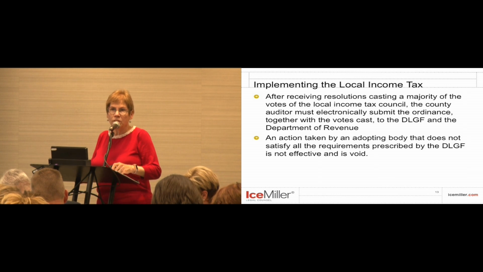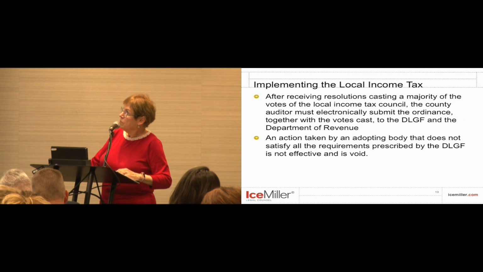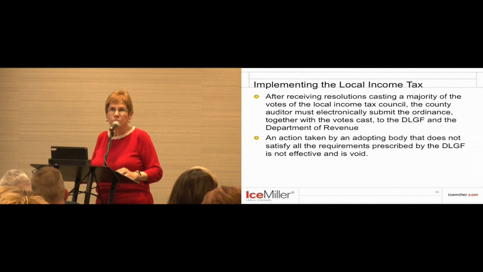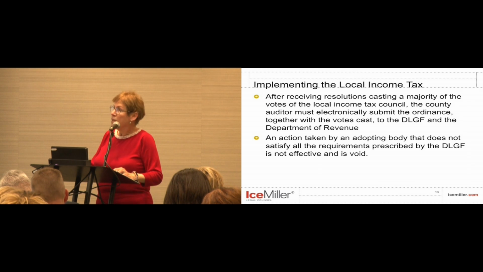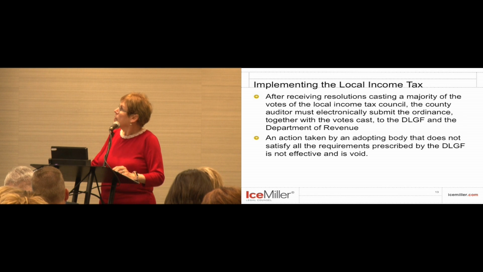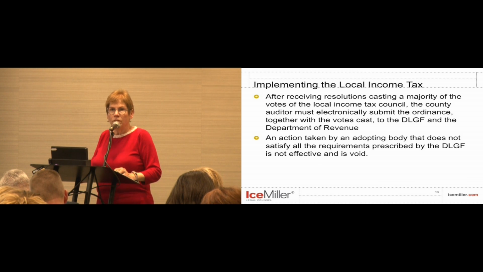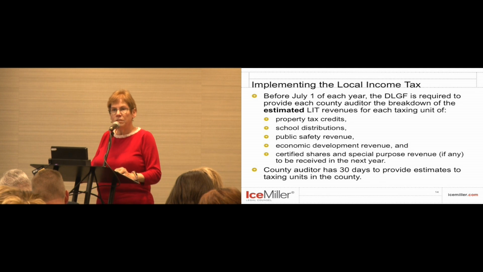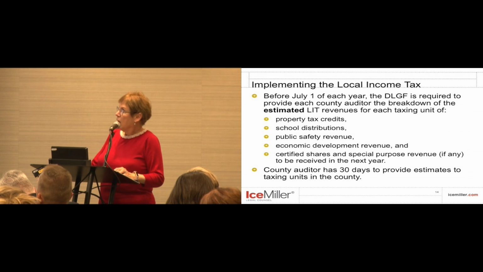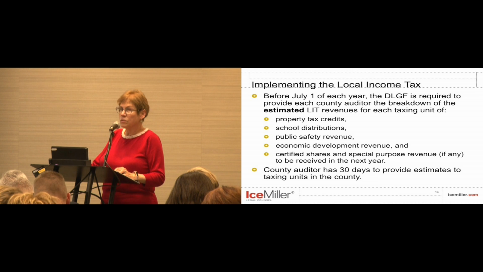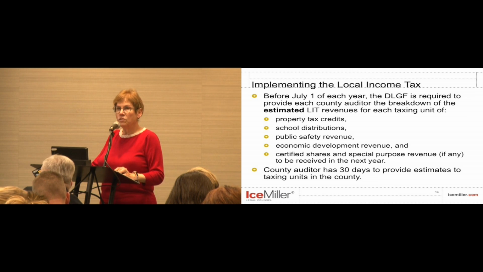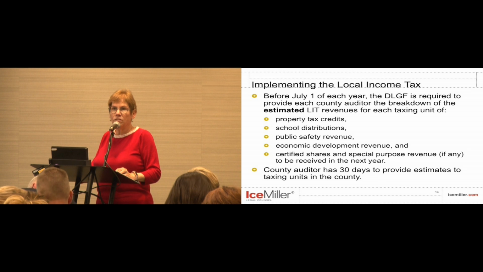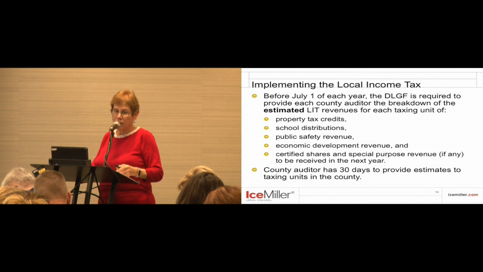Before July 1 of each year, the Department of Local Government Finance is required to provide to each county and the county auditor an estimate, and it is just an estimate at that point, of the estimated LIT revenues for the succeeding calendar year. And the DLGF identifies how much revenue will be provided for property tax credits, how much will be public safety revenue, school distributions, economic development, and certified shares. Once the county auditor receives it, he or she has 30 days to tell each of the taxing units what the estimate is for their specific amount of revenue.